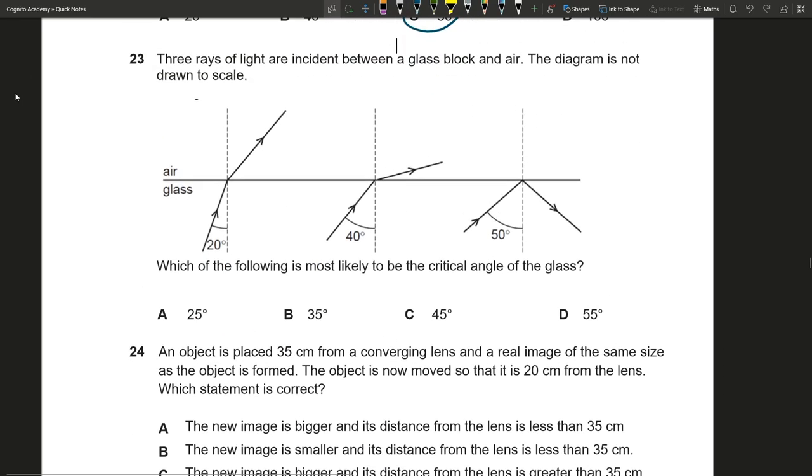Three rays of light are incident between a glass block and air. The diagram is not drawn to scale. So we have glass to air, so there's refraction here by a bit, then there's more extreme refraction here, and then here we have total internal reflection. So the critical angle is the angle at which this would be completely flat, or the angle above which there would be total internal reflection. So it has to be between 50 and 40, because for 40 there's refraction, for 50 there's total internal reflection. So the only option here is 45. The rest are not between 50 and 40.